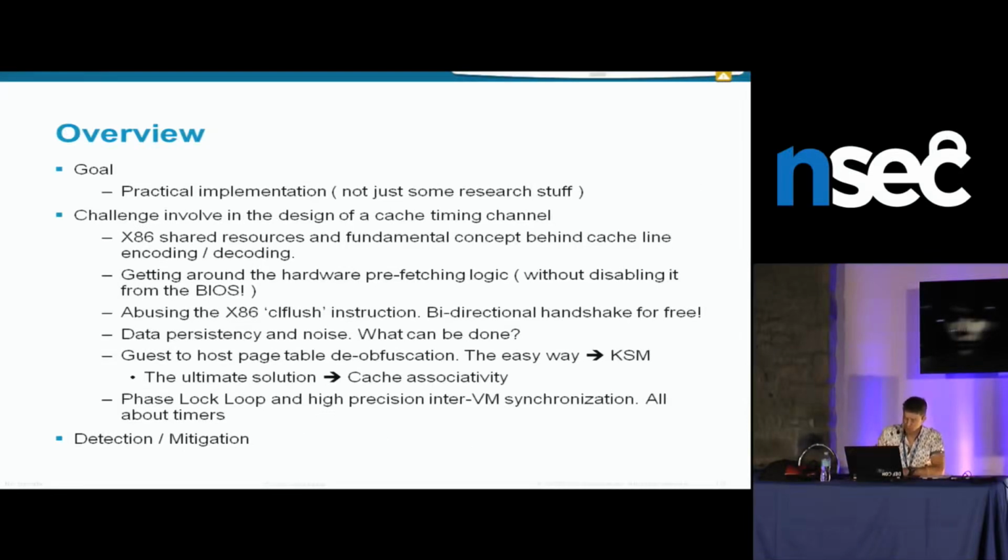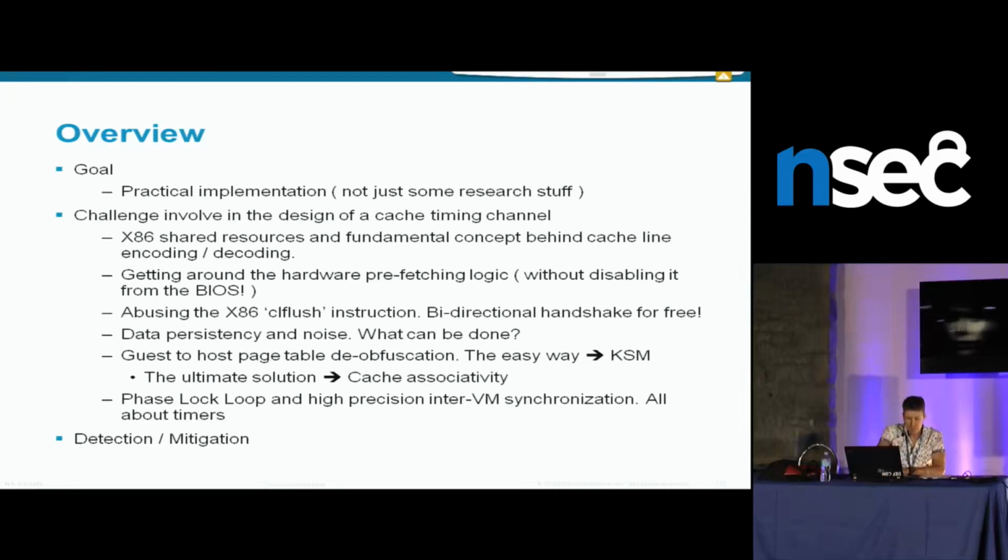It's time for us to take a step back. My goal was to come up with a practical implementation, not just some research stuff. Why? Because I wanted to prove that this is a real issue so that we have to fix it. And by the way, this is VMs, right? I'm using virtual machines. It works on ESX and so on. But with containers, it's even easier. VMs are the most challenging, but with containers, it's super easy to do.